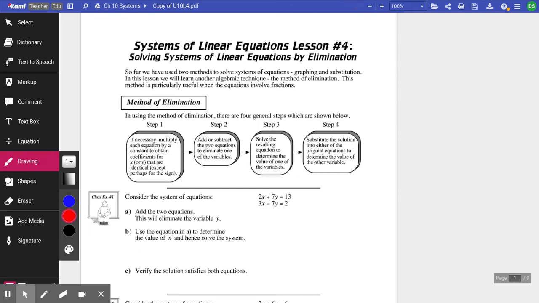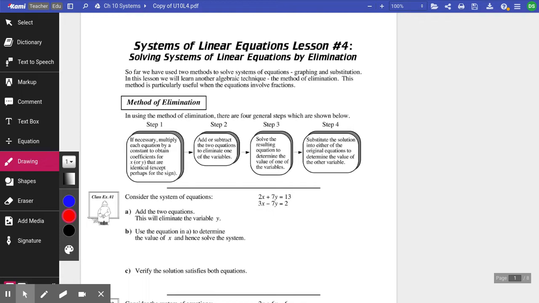All right, lesson 4. In lesson 4, we're going to talk about another way of solving a system using algebraic processes. So to start, it says, so far we've used 2 methods to solve systems of equations, graphing and substitution. In this lesson, we'll learn another algebraic technique, the method of elimination. This method is particularly useful when the equations involve fractions.